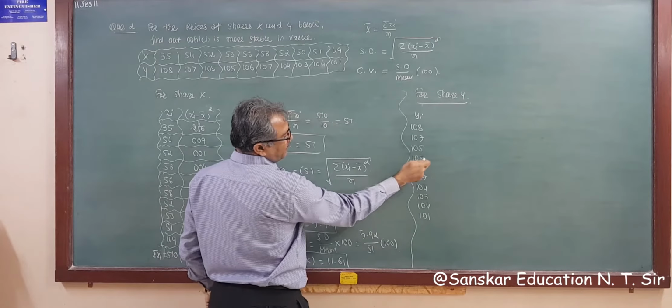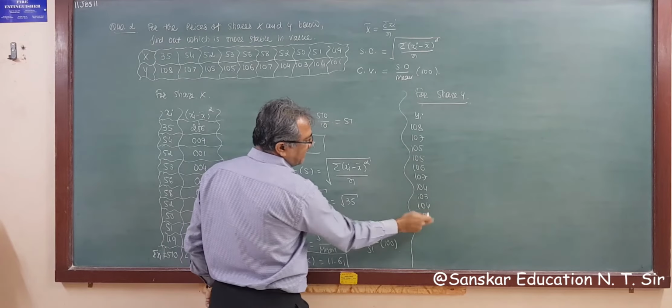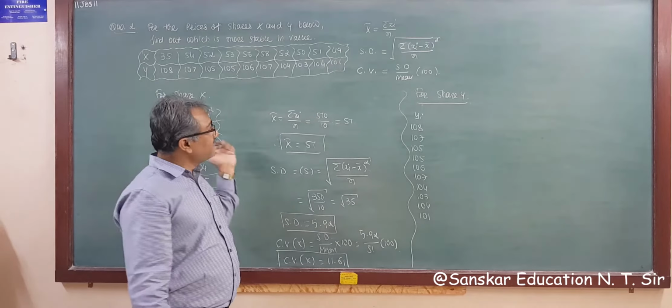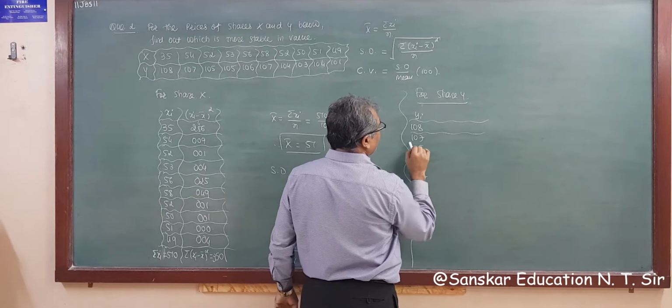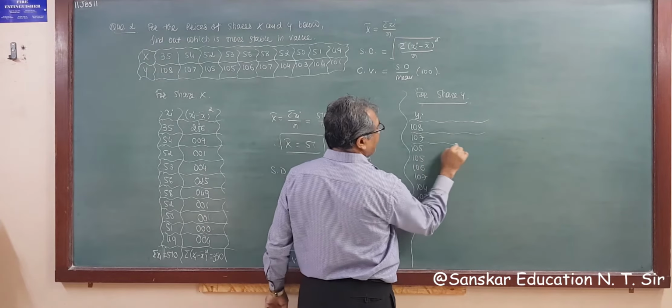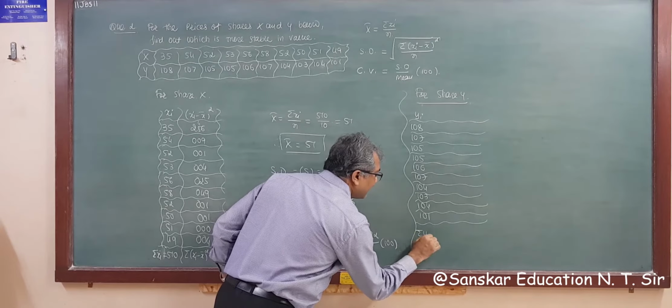1, 2, 3, 4, 5, 6, 7, 8, 9, 10. You have to count also. If any one observation is missing, then we are facing a problem, right? So first of all, what we require here again is sigma yi, the sum of all these observations.